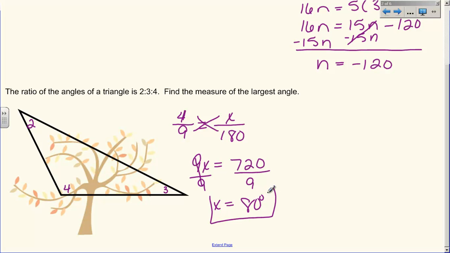And so if you are just given the ratio, you're going to use that ratio to your advantage by labeling a triangle with what you're given, and then use what you know about a triangle to solve the proportion. Okay? Alrighty.